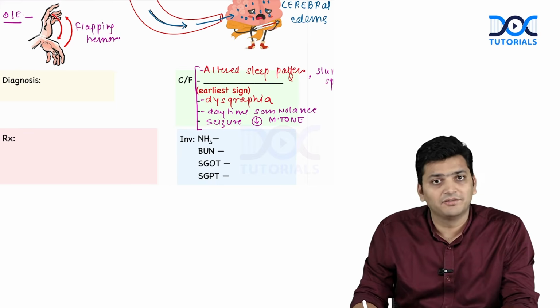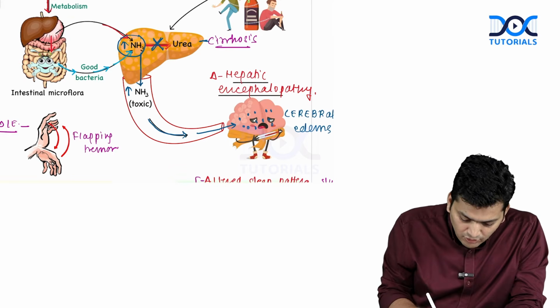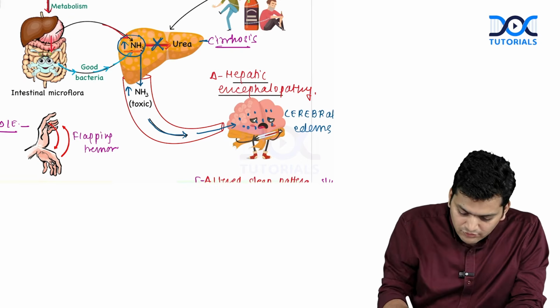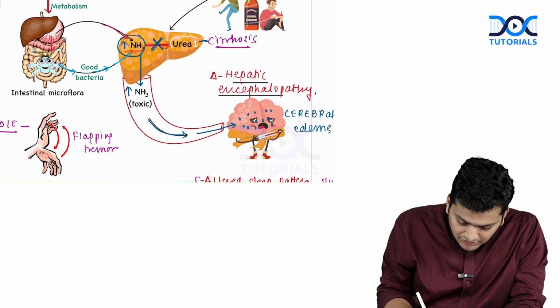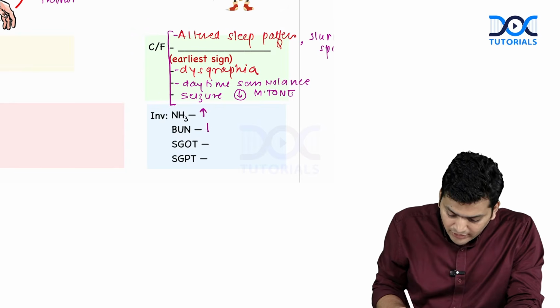If you do the investigations, now you will answer all these questions. See, what is happening in Dharmendra is that the ammonia is not able to convert into urea. So what is going to happen with the urea level? Decrease. The urea will decrease. The ammonia will be more. If you do the investigation, the ammonia is more, and the blood urea nitrogen is less.